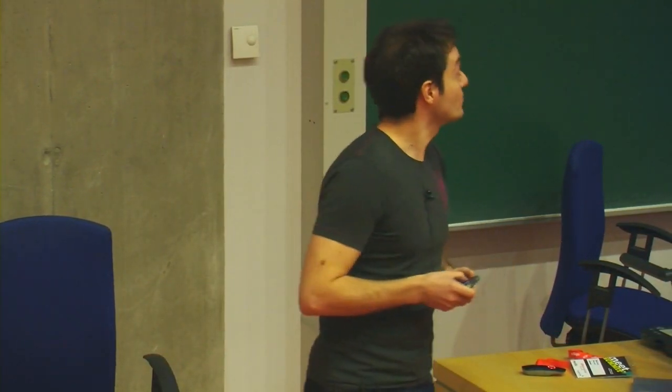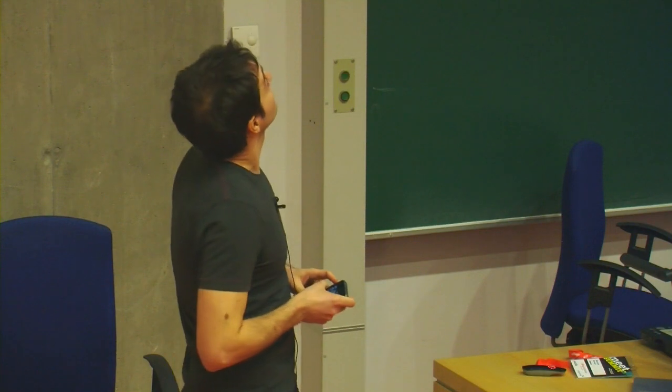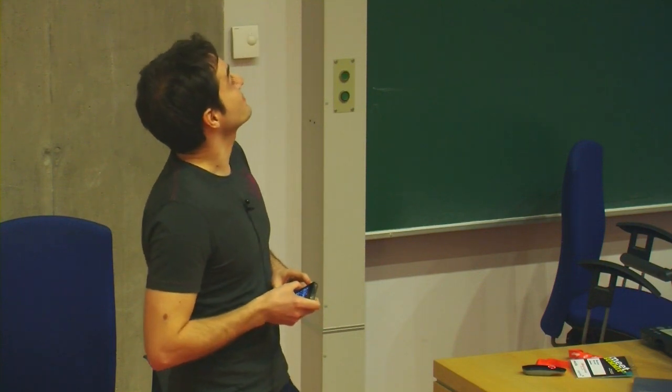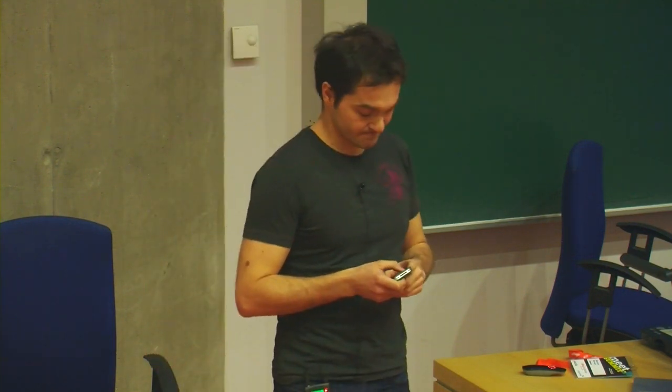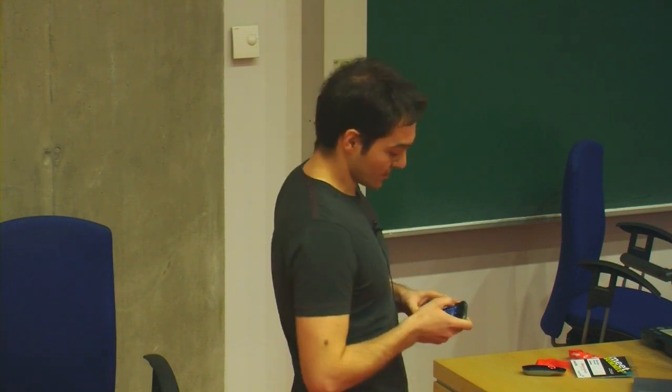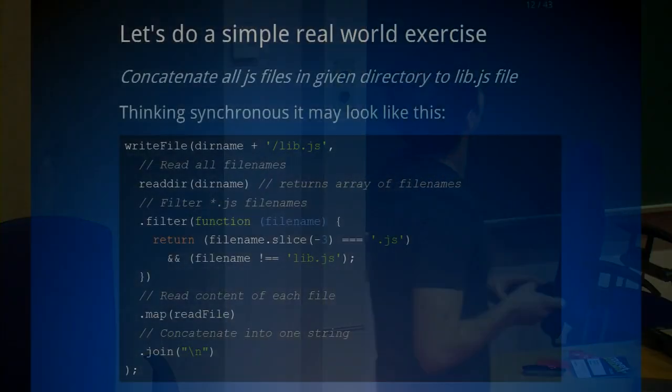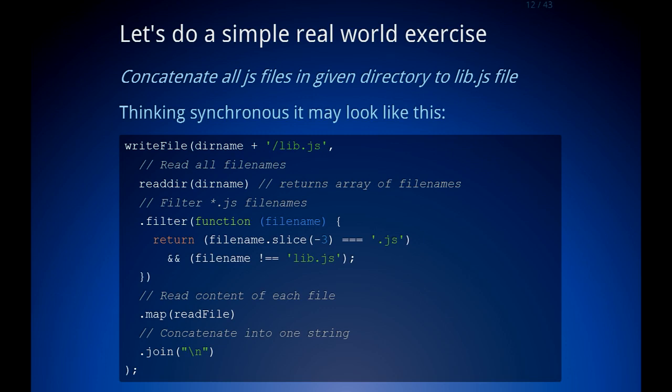So let's do a simple real-world exercise. Concatenate all JS files in a given directory to a lib.js file. Thinking synchronous, it may look like this. We run readdir to get an array of file names from the directory. Then we filter it to take all JavaScript files, but excluding lib.js.